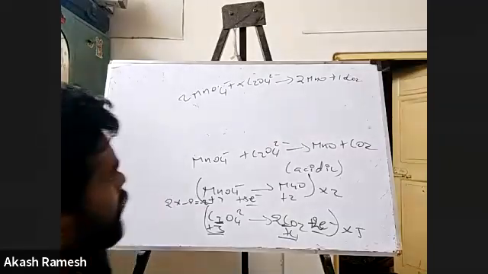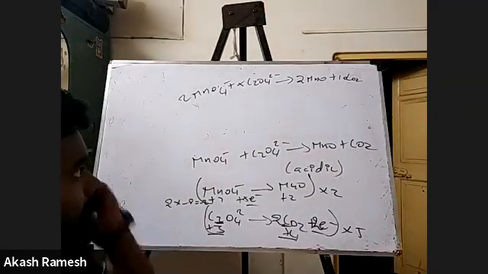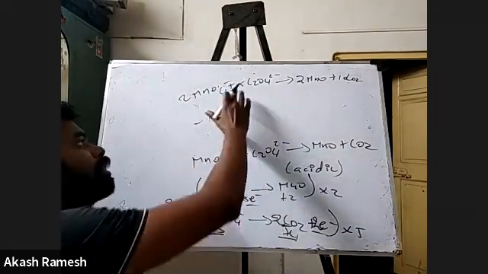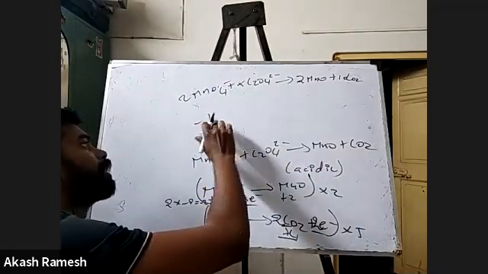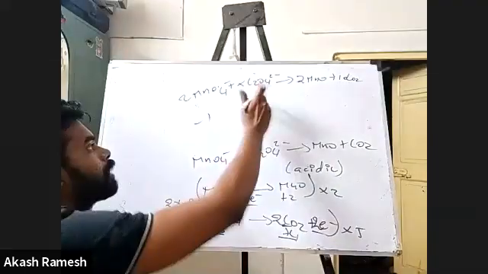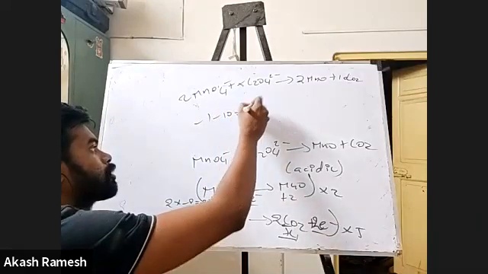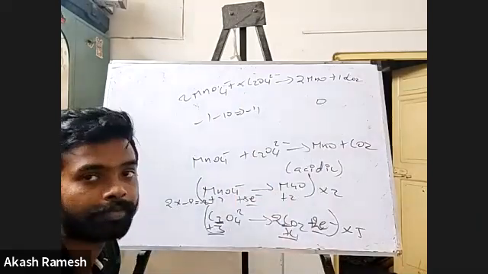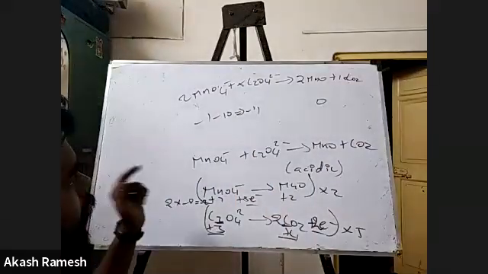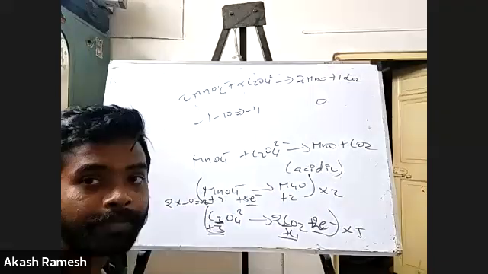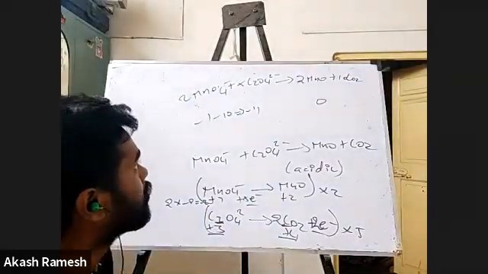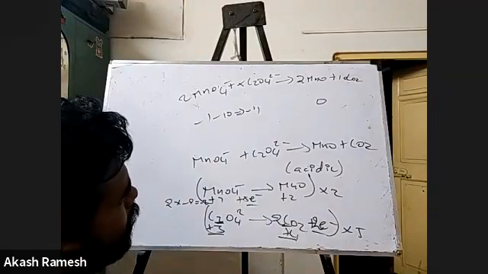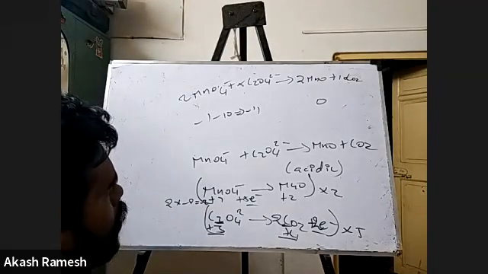Let me calculate the total charge on the reactant side and product side. So here it is 2 into minus 1, that is minus 2, and 5 into minus 2 will become minus 10. So it's minus 12 in total. And here it is 0. There is no charge. They have given that it's going to be acidic medium. So definitely I have to add 11 H plus. But if I add 11 H plus, how will I add water molecules?